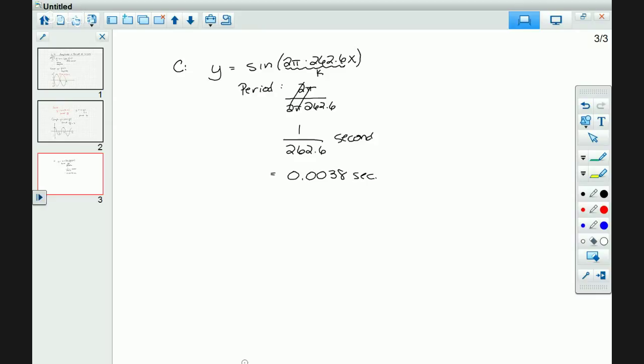Okay, so you will have to calculate the period of your functions. So that's how you calculate that, okay? I think that's it.